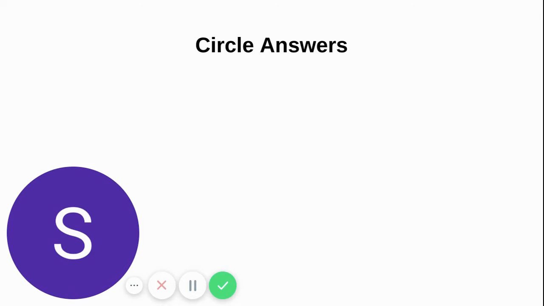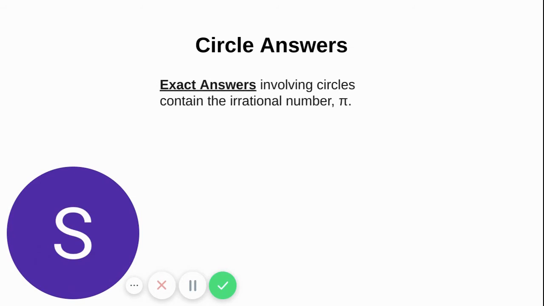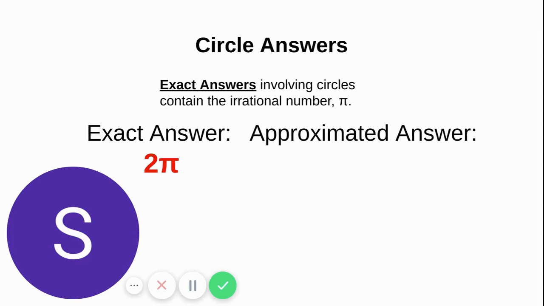We're going to do a couple more things involving circles, namely arc length and sector areas. Anytime you have a geometry problem involving circles, you can always end up with exact answers that contain the irrational number pi. As an example, an exact answer for a circle would be 2 pi. If you want to approximate that, you would multiply 2 times 3.14, which gives you 6.28.